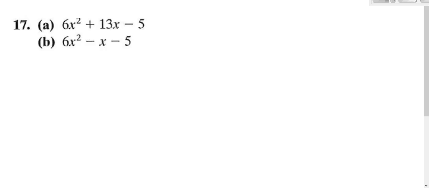Number 17, they've got three terms, which means we're going to do the basic bottoms up trial and error type factor and try to get two parentheses. I always do it by multiplying the front to the back, so that's negative 30. It comes up with two numbers that will multiply to be negative 30 and add to be positive 13.